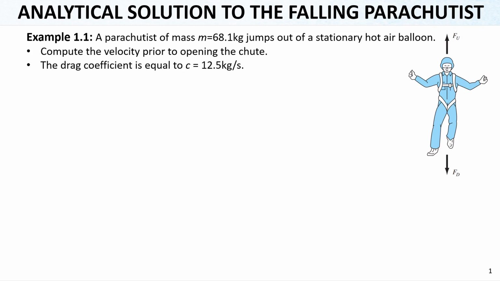Let's find the analytical solution to the following parachutist problem. As an example, we will assume that the body of the person is 68.1 kilograms and that they jump out of a stationary hot air balloon. We want to calculate the velocity prior to opening the chute, and the drag coefficient is 12.5 kilograms per second. For this we are going to use the analytical formulation that we defined in the previous slide.